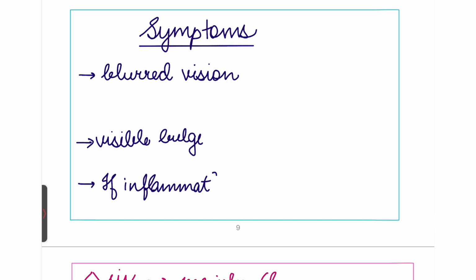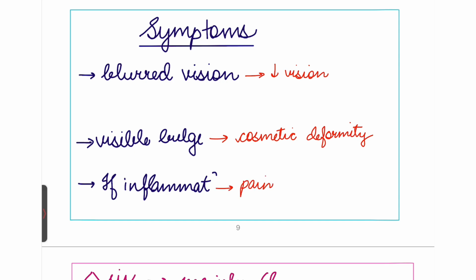The patient can present with blurred vision and progressive reduction in vision. He can present with a visible bulge, which can give him a cosmetic deformity. And if inflammation is present, such as in scleritis, he will present with pain.